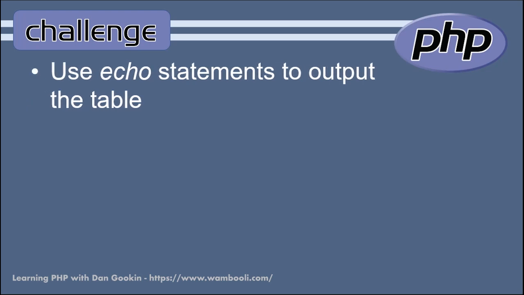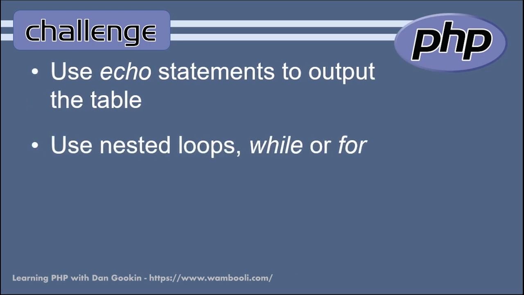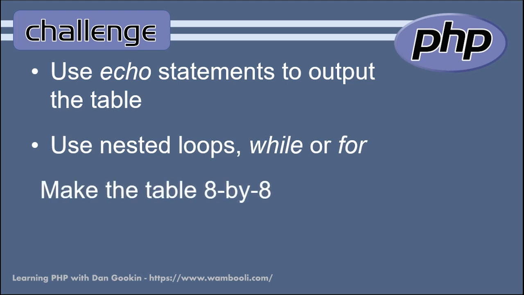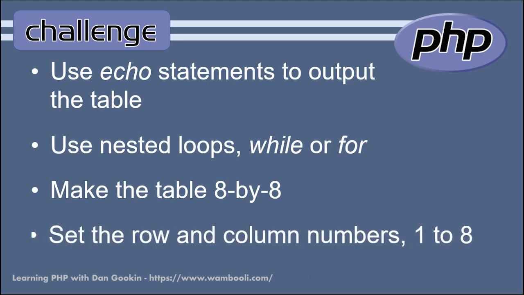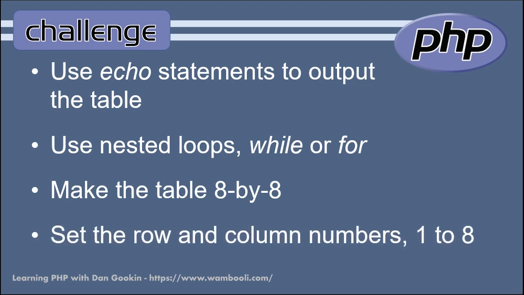Use echo statements to output the table, but to pass the challenge you must use nested loops, while or for, your choice. Make the table a grid that's 8 columns wide by 8 rows tall, and into each cell set the row and column numbers 1 to 8.